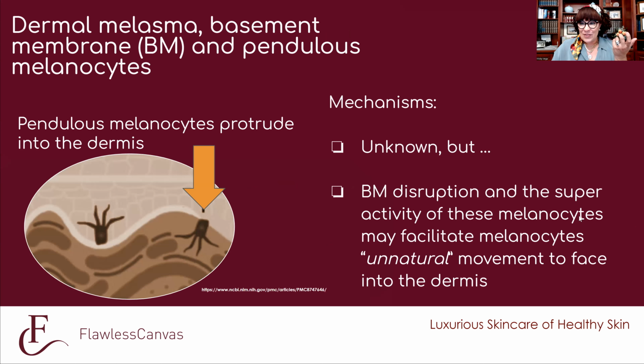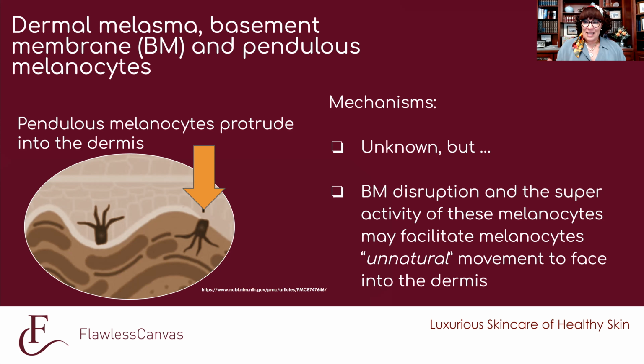So one of the things that is very interesting is that in dermal melasma, especially when you have basement membrane damage, you find something called pendulous melanocytes. Normally, remember that I said the melanocytes have their dendrites facing up, toward the top of the epidermis, because they need to transfer the pigment to keratinocytes.